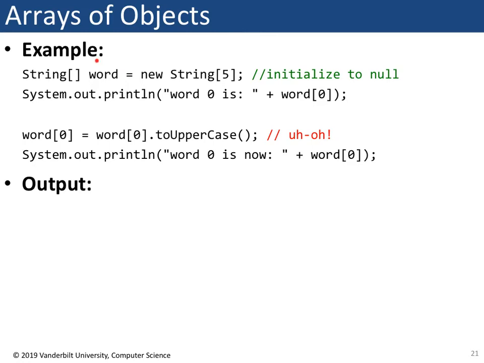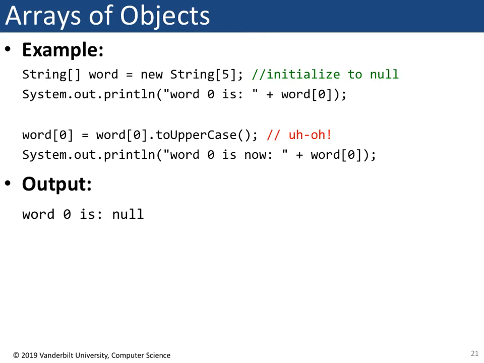So we have a reference variable to a string array object, and every one of the elements in that array contains a reference. But in this particular situation, when we create it, each of those references is null, points to nowhere. So then when we print out "word 0 is:" and word 0, this will print null. Okay, so far so good.